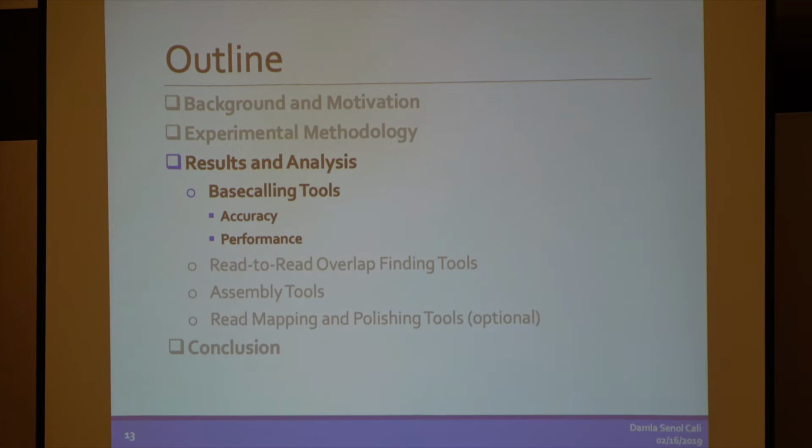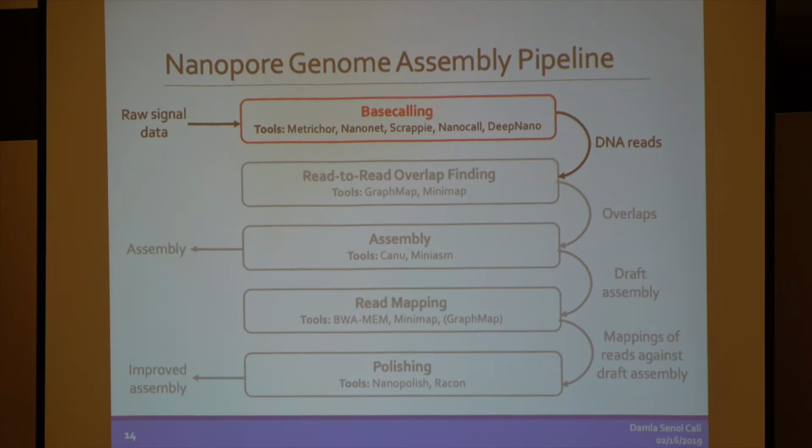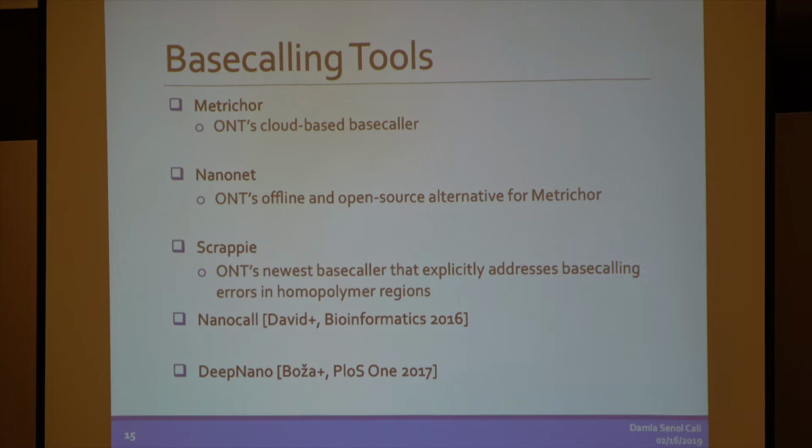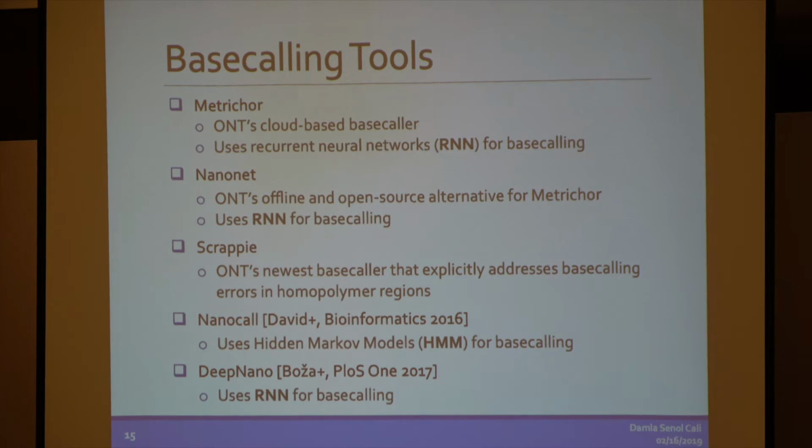So let's start our analysis with the first step, Basecalling. For the first step, we picked 5 tools: Metrichor, NanoNet, Scrappie, NanoCall, and DeepNano. The first 3 tools are Oxford Nanopore Technologies' own tools, and they perform Basecalling with recurrent neural networks, whereas the last 2, NanoCall and DeepNano, are independently developed by research groups. NanoCall uses hidden Markov models, whereas DeepNano also uses RNNs for Basecalling.